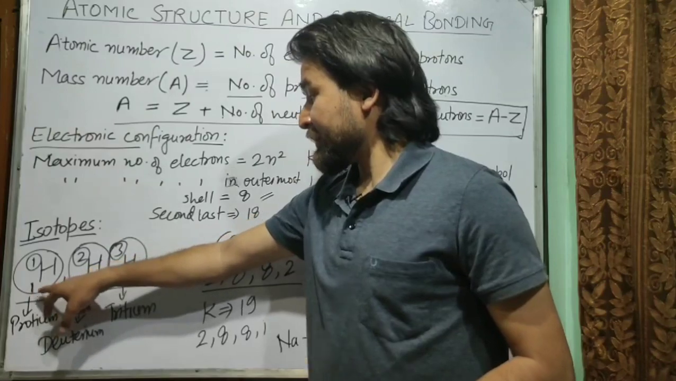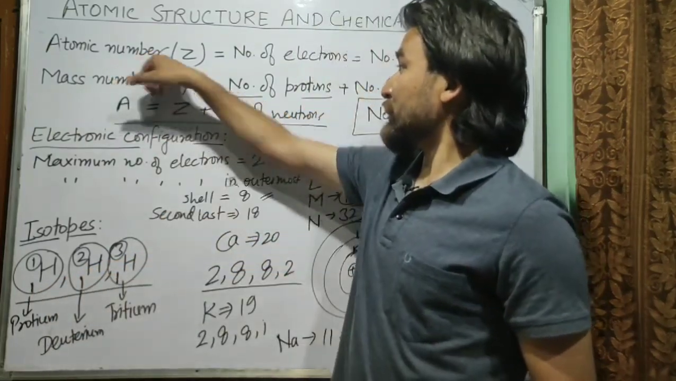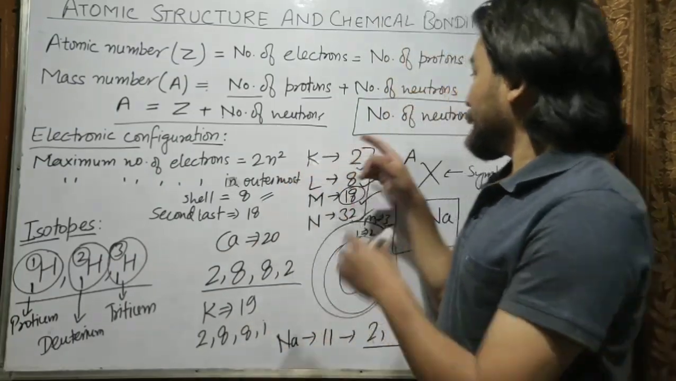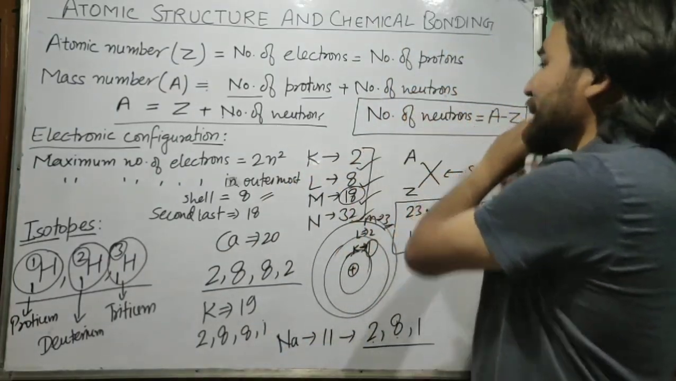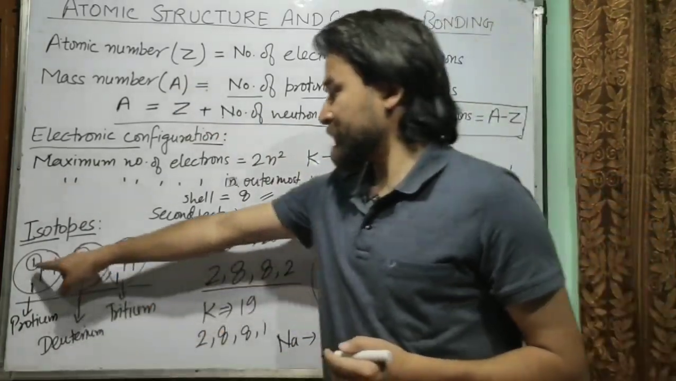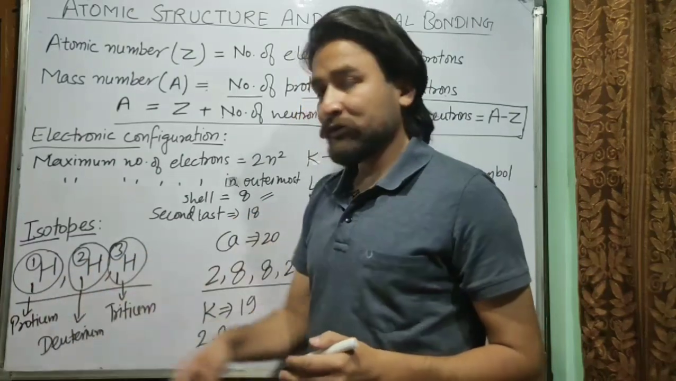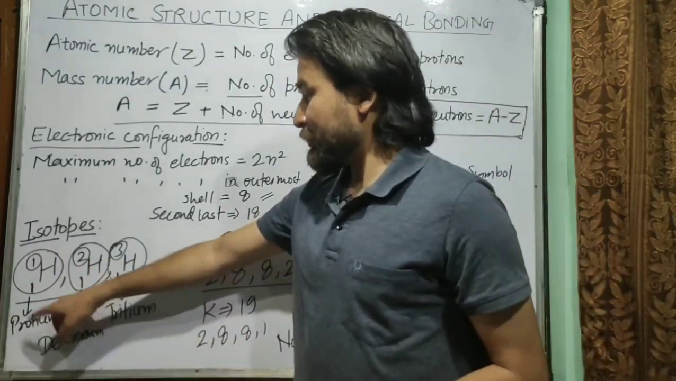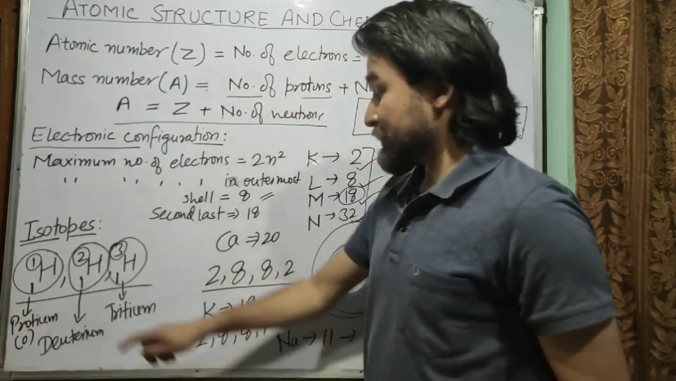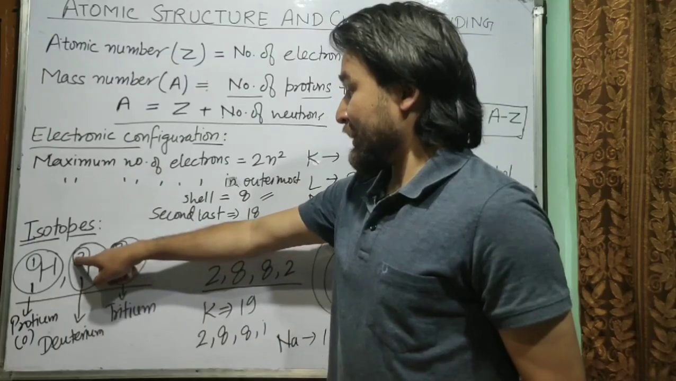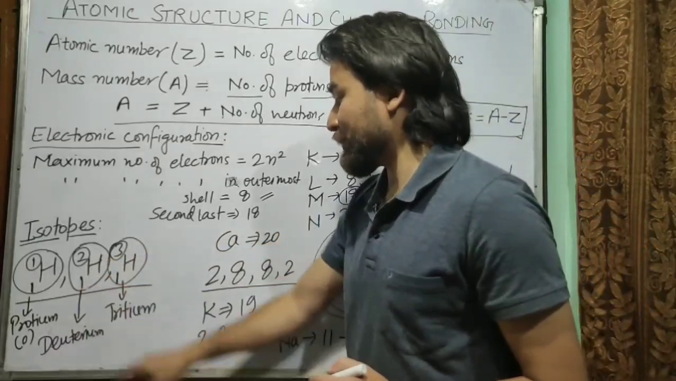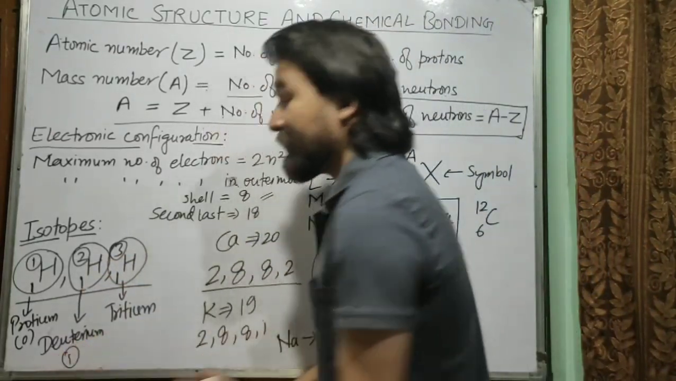Now you can see each has one electron and one proton because the atomic number of each is 1. Now if you have to calculate the number of neutrons, that is equal to A minus Z. A means mass number and Z means atomic number. For protium, the number of neutrons is 1 minus 1, that is 0. So it has 0 neutrons. Similarly deuterium has mass number 2 minus atomic number 1, so 2 minus 1 is 1. So it has 1 neutron.